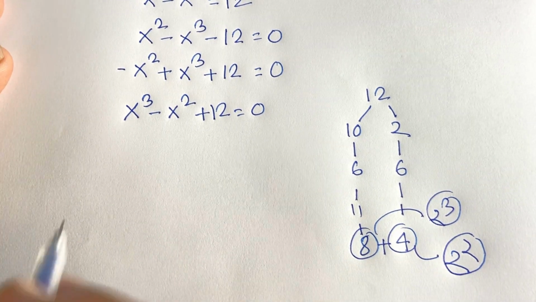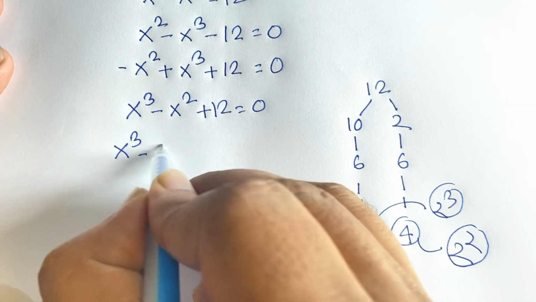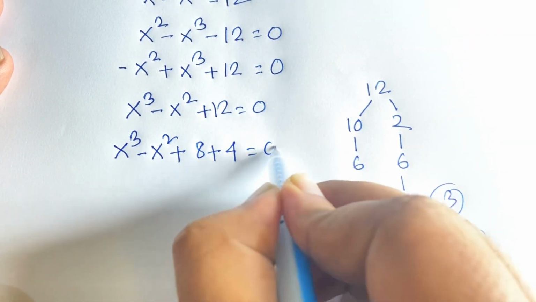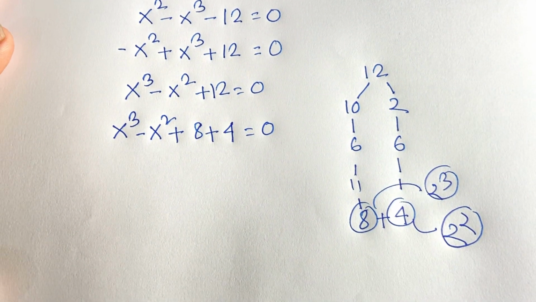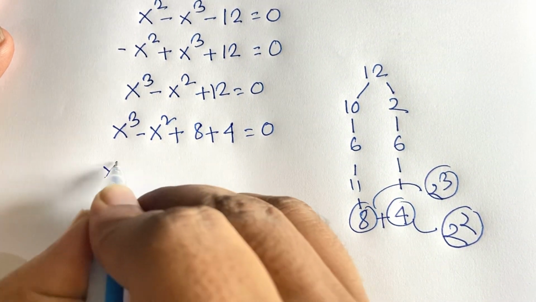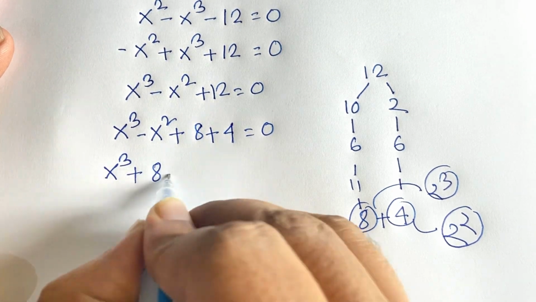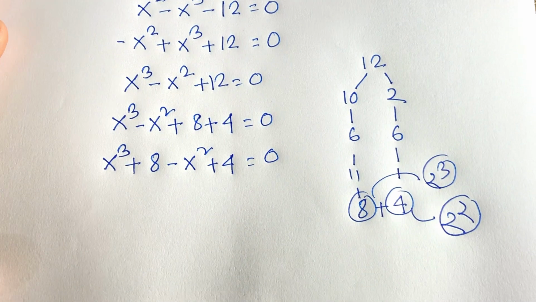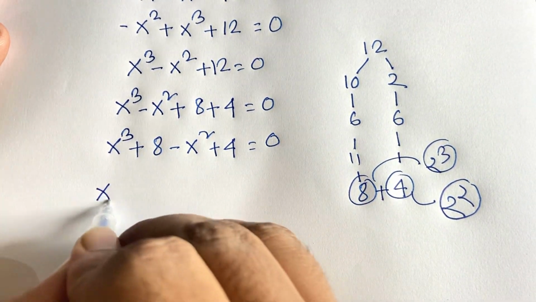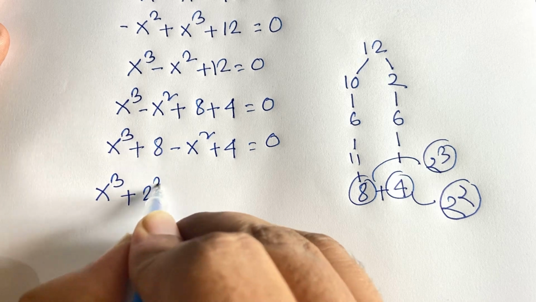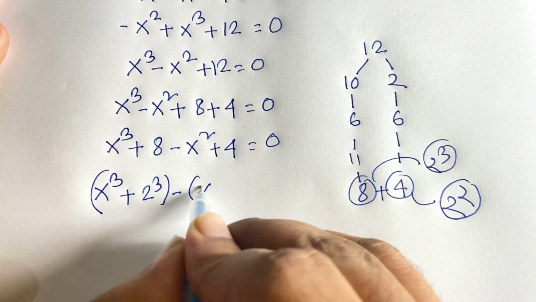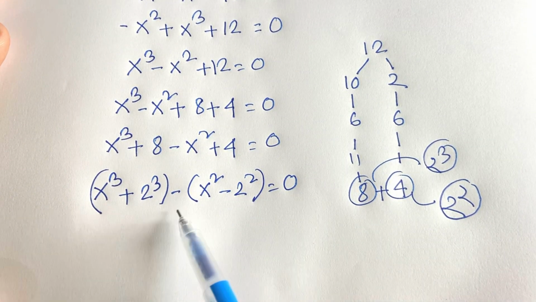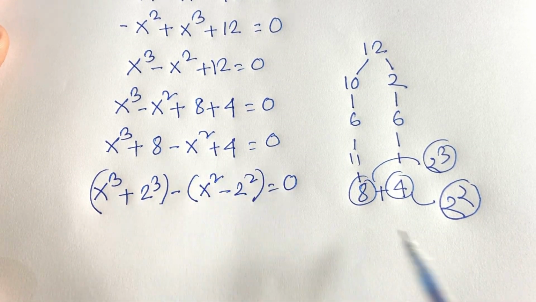So I can say x to the power 3 minus x squared plus 8 plus 4 is equal to 0. Now x to the power 3 plus 8, and minus x squared plus 4 is equal to 0. Now x to the power 3 plus 2 to the power 3, and minus is common, it will be x squared minus 2 squared is equal to 0, because minus plus it will be minus, and 2 squared will be 4.